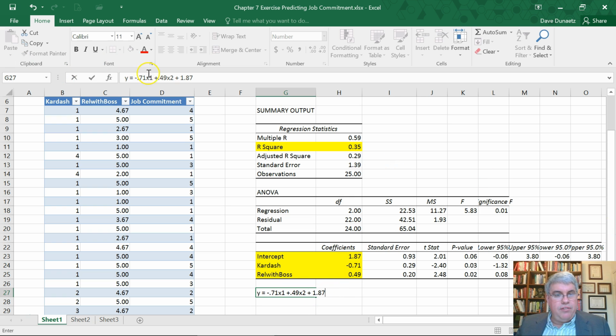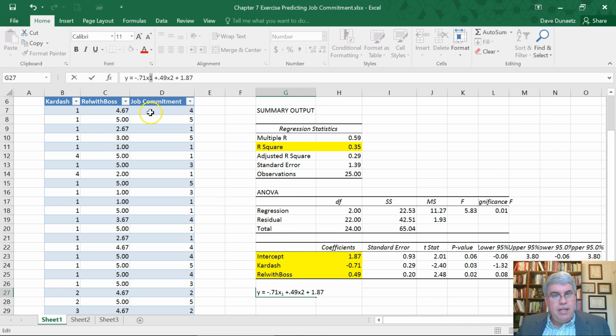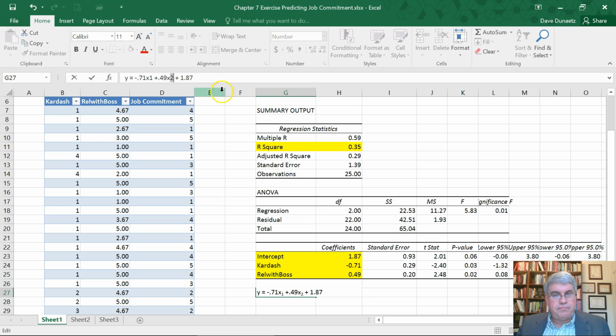Now let's make these into subscripts. I'm going to highlight the 1, go to font, subscript, OK. I'm going to go to 2, highlight 2, go to font, subscript, OK.